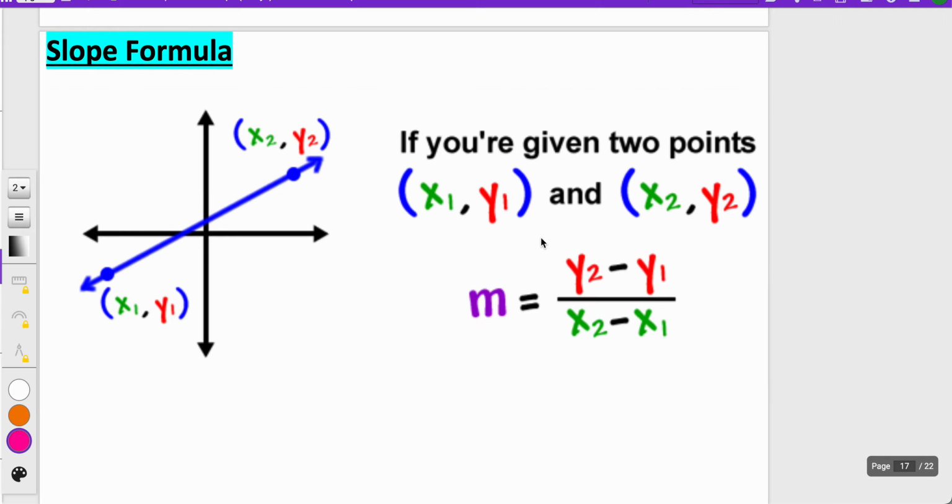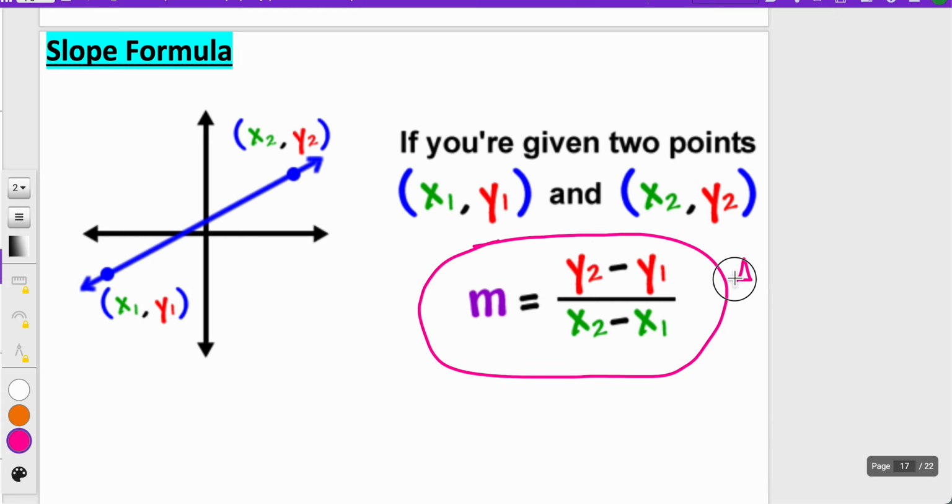The first thing we want to know is what is the slope formula. If you're given 2 points, you're going to be able to use this formula. Your 2 points could be x1, y1, x2, y2. How you find that is you find the change in y over the change in x still. The only thing different now is that you would just pick y2 minus y1 over x2 minus x1.